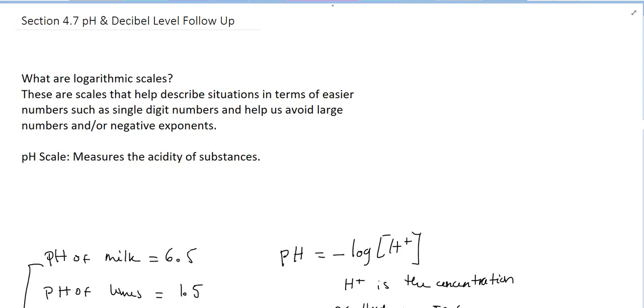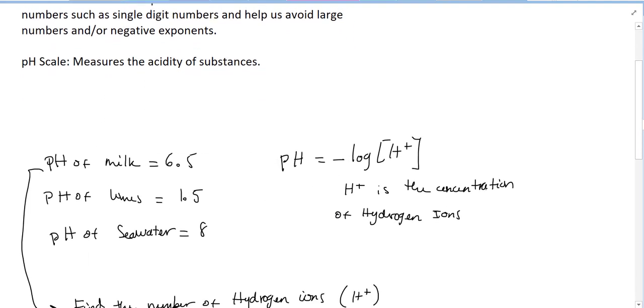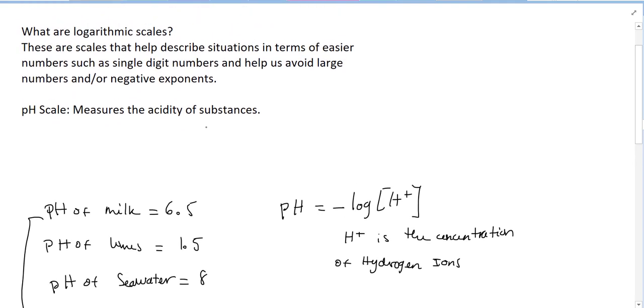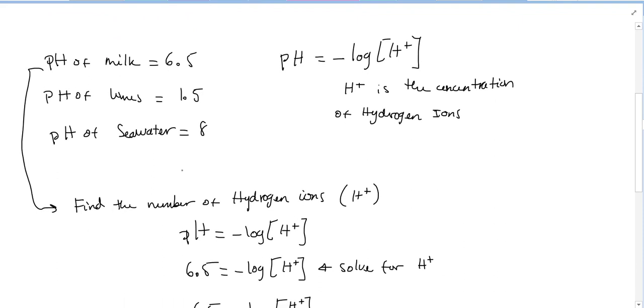Hey there, I wanted to come back and look at this example that we had done in the previous video because I forgot to write the answer in scientific notation. So I just wanted to make sure that we knew how to do that. So we were going back to the example with the pH of milk.